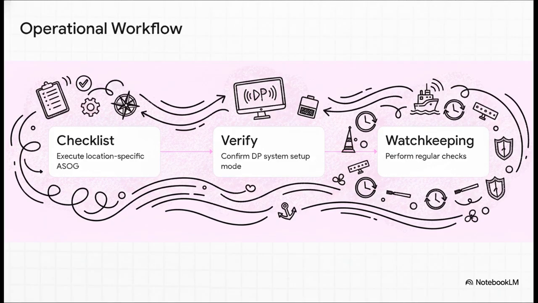Then, throughout your shift, you're running regular watchkeeping checks, things like verifying power loads are normal, matching up sensor data, and checking UPS battery health. This structured, continuous checking, that's what keeps your safety loop totally bulletproof.